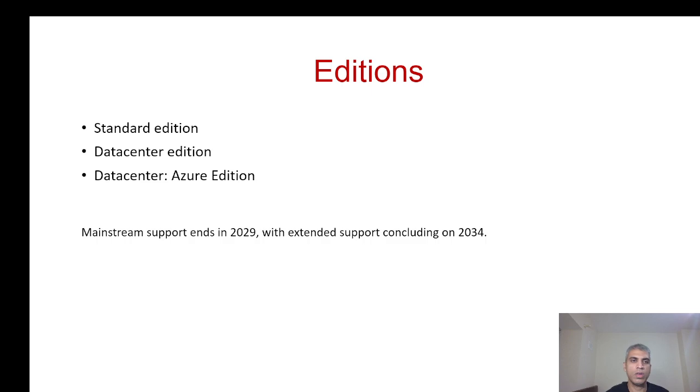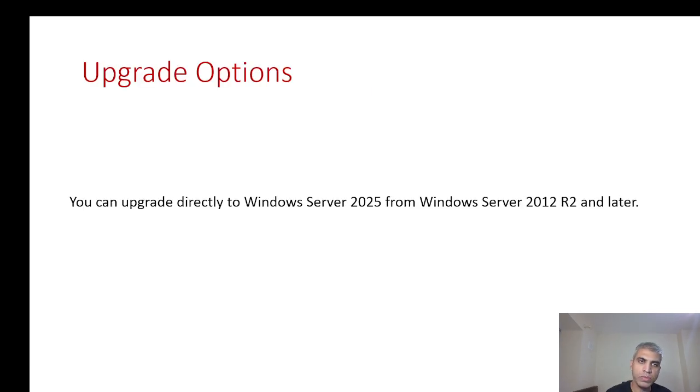So firstly, what are the editions? There are three editions: Standard Edition, Data Center Edition, and Data Center Azure Edition. Mainstream support ends in 2029 and extended support concludes in 2034. So what are the upgrade options? You can directly upgrade to 2025 from Windows Server 2012 R2 and later. Also, there are options to install from ISO, which is a clean install from scratch.